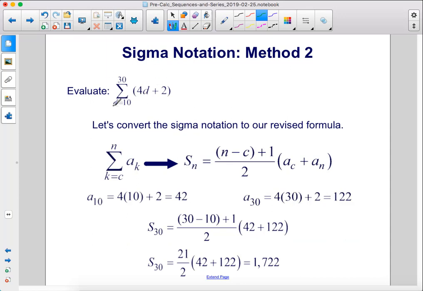Let's convert the sigma notation to our revised formula. So here, we're going to plug in 30 minus 10 plus 1 over 2. So that's going to be 21 over 2, as you can see here. We're going to need a sub c, which in this case is plugging in 10. So 4 times 10 plus 2 gives us 42. And we're going to need a sub n, which in this case is 30. So 4 times 30 plus 2 equals 122. So then we have our formula here, 21 over 2 times 42 plus 122 equals 1,722.